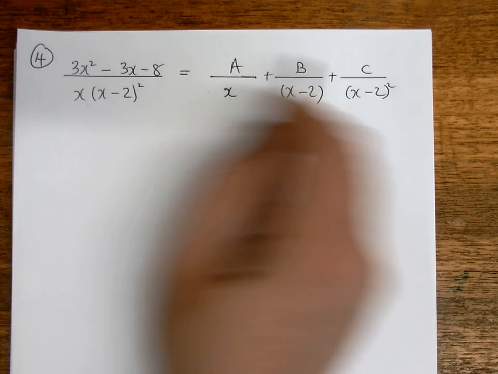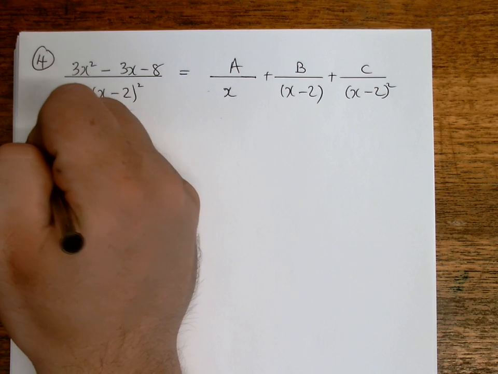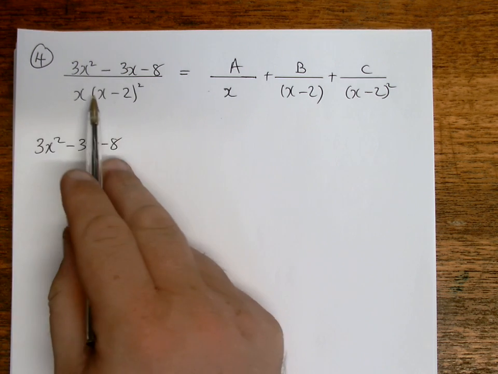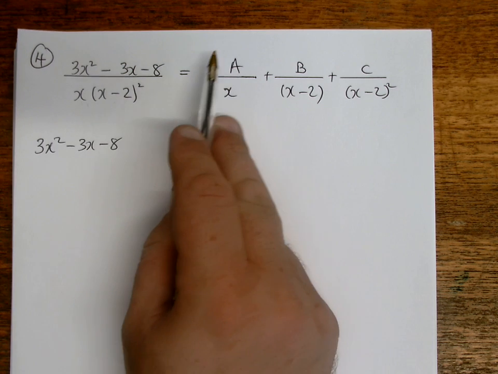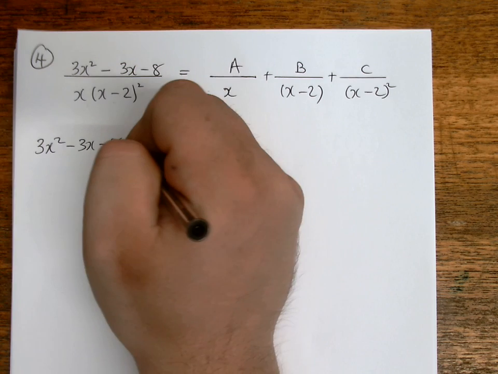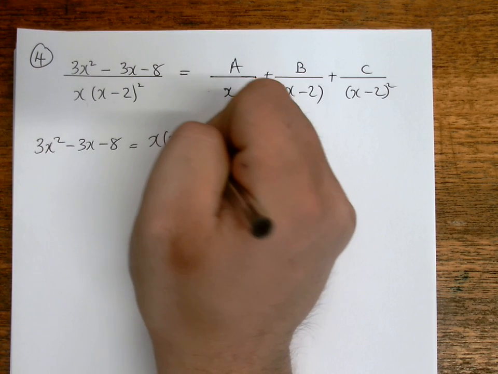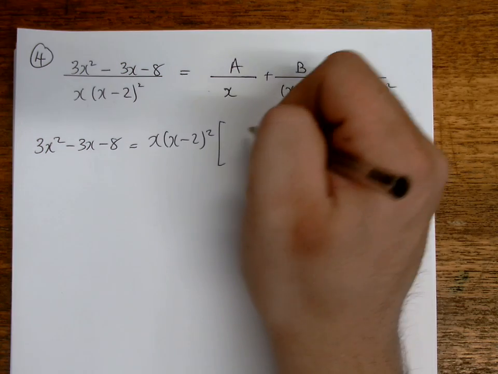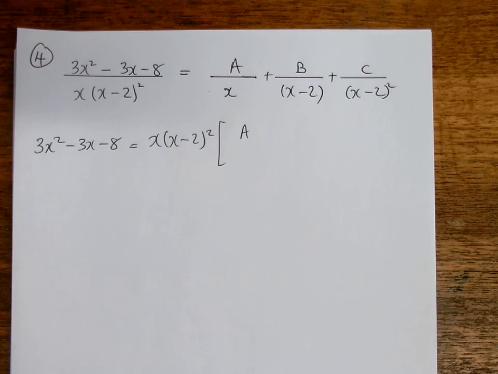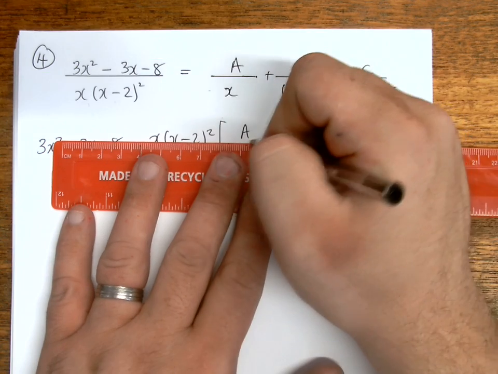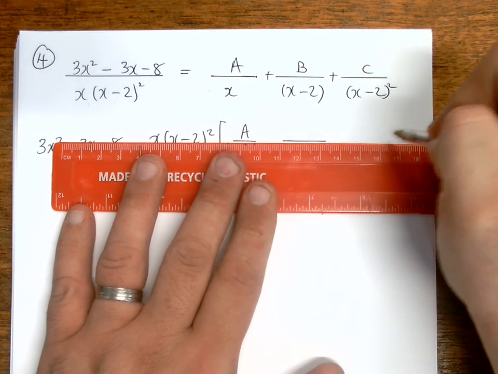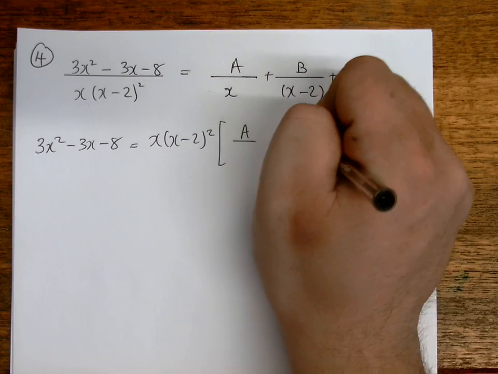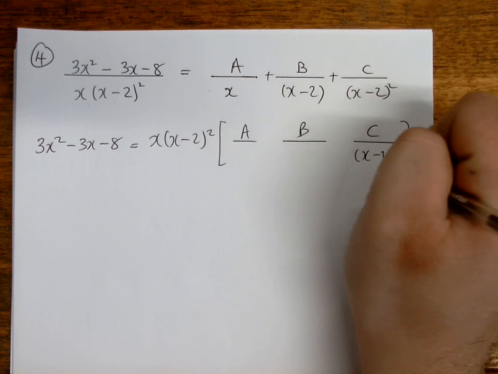Okay, so to determine them, you've got to see this as an equation. So what we do with an equation, of course, we can take things over the other side. So this denominator here, take it over the other side. And of course, you do the opposite and multiply. So we're going to multiply everything on the right-hand side by this. Okay, so we end up with a square bracket. So we have a over x, and we'll have b over x minus 2, and c over x minus 2 all squared.